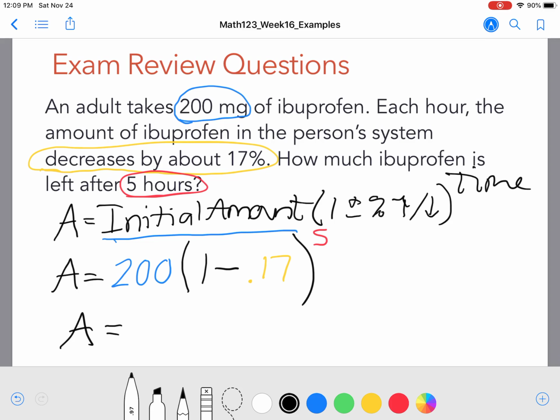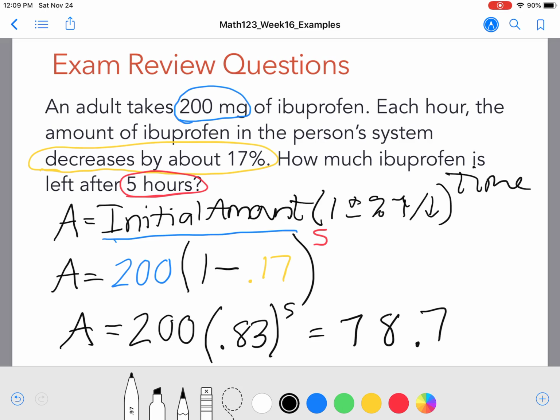So I'm going to do amount equals, and then I'll go ahead and simplify this a little bit. 1 minus 0.17 is 0.83, and then I have the 5th power. You could just do the entire thing in your calculator all at once. Doesn't matter. And I get an answer of 78.78, and then this is going to be milligrams, all right?